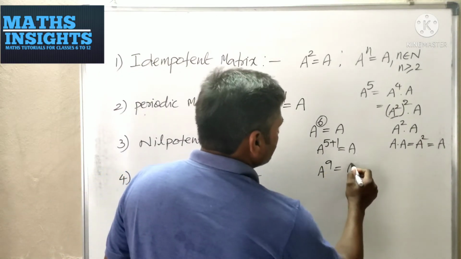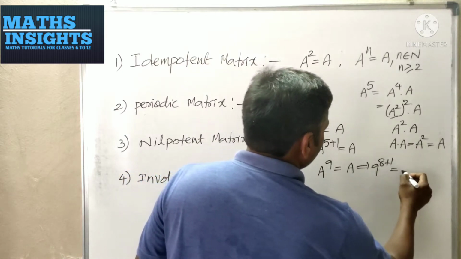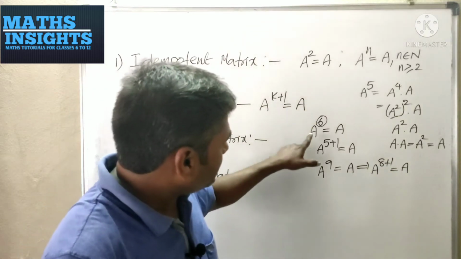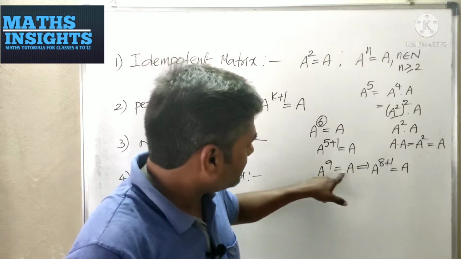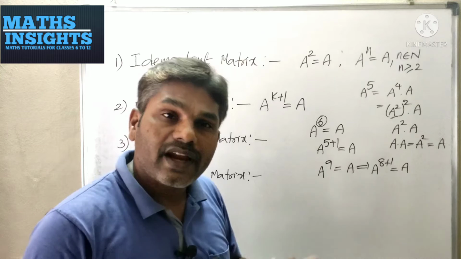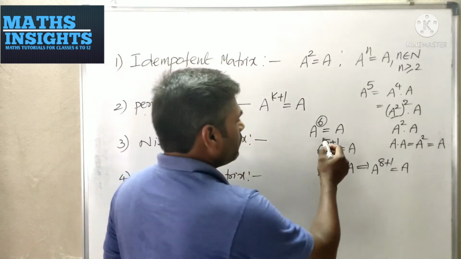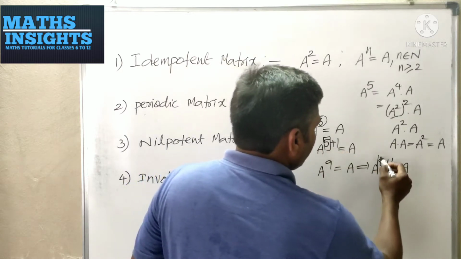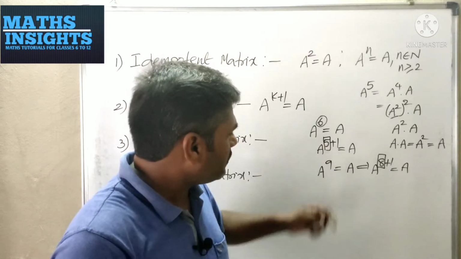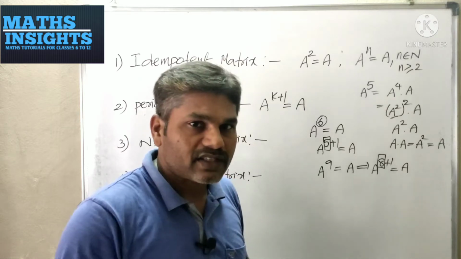Suppose I am taking another value. Even A power 9 is equals to A, which is written as A power 8 plus 1, that is equals to A. In this case, A power 6 is equals to A. In this case, A power 9 is equals to A. Both may be possible. Why is it? This is periodic, that means it reoccurs. In this case, k value is 5. In this case, k value is 8. Whatever the least. Here in this case, least value for k is 5. That 5 is called period of the matrix.